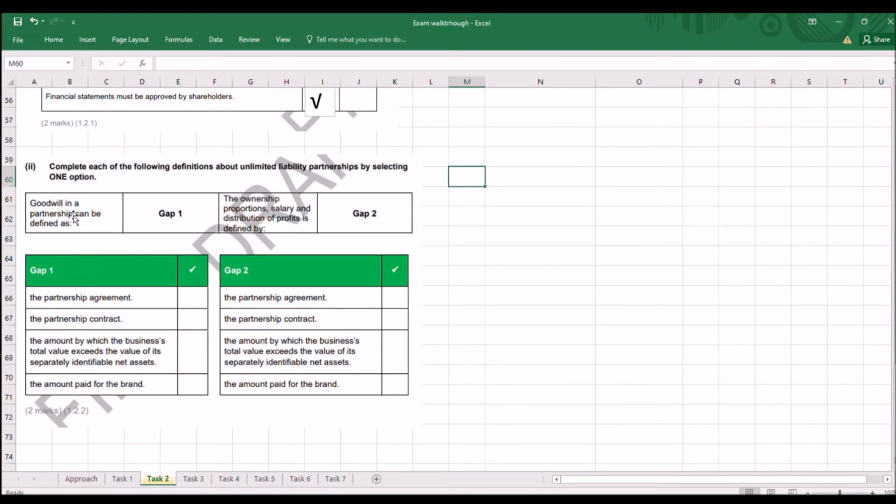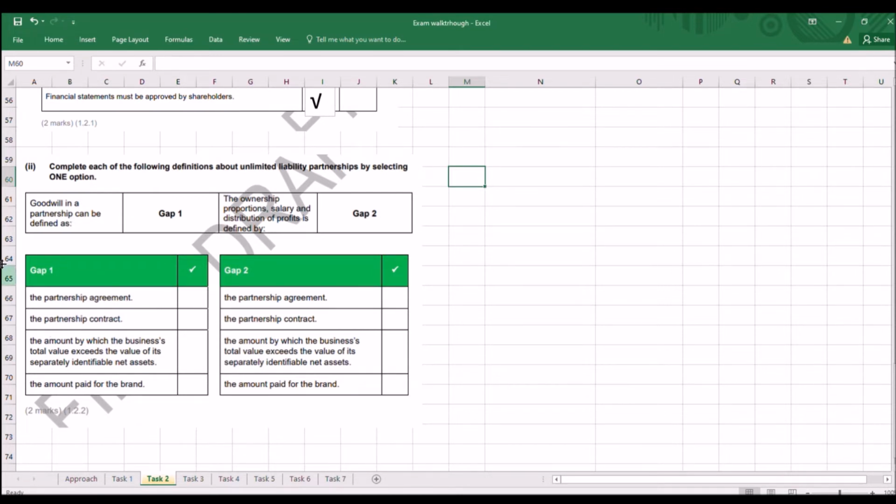So a goodwill in the partnership can be defined as, so we've got goodwill in the partnership here. So goodwill is the value of whatever the value of the organization is, less its liabilities, really. So it's sort of goodwill is the amount that we're valuing it less the assets plus the liabilities, in terms of what is the value of the business. And so when we've got partnership agreement, no, that's got nothing to do with goodwill. These might be set out in it.